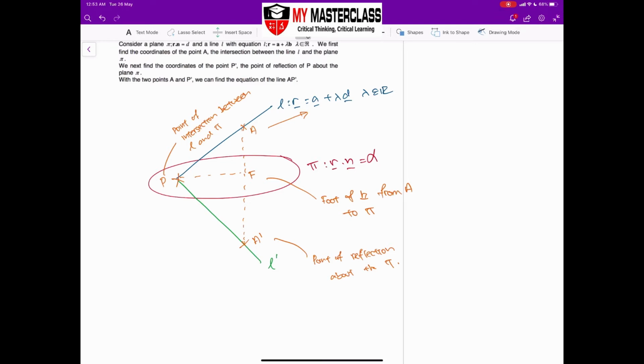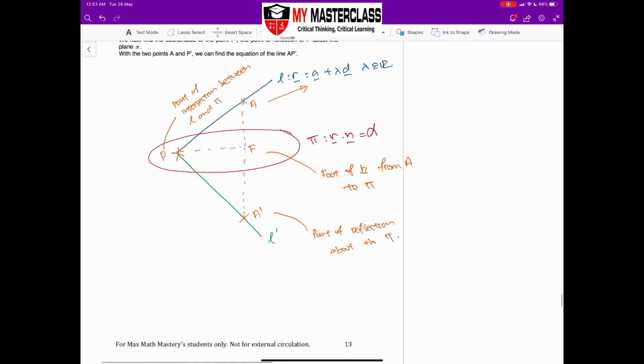However, it's very similar to vector 2. How do I find the point of reflection about a line? The concept over here is very simple. Once I find the foot of perpendicular from a point to a line, I can use my ratio theorem. OF is equal to OA plus OA prime divided by 2, using the midpoint theorem.